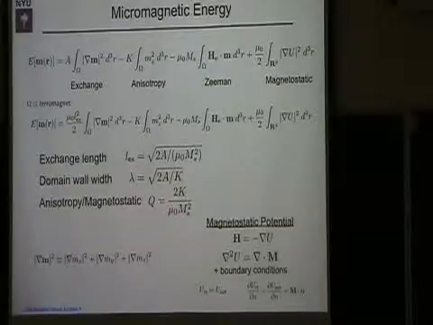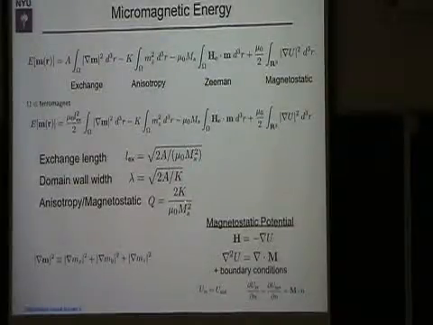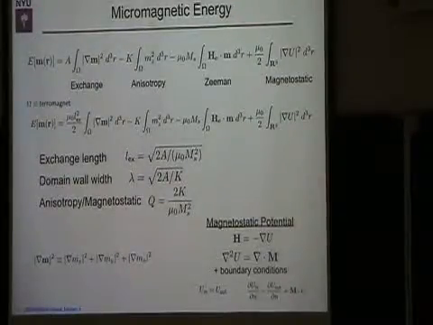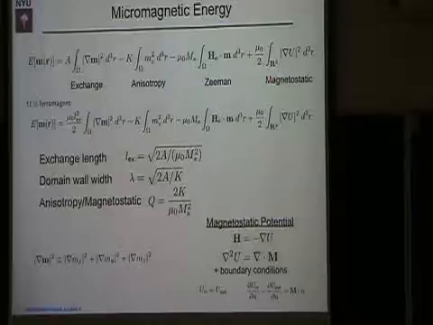And another ratio that you can form is the ratio of the anisotropy to the magnetostatic energy. And that'll tell you how the system decides to equilibrate, whether it will either pay an energy penalty of anisotropy or create magnetic fields. So this is one way to formulate it.